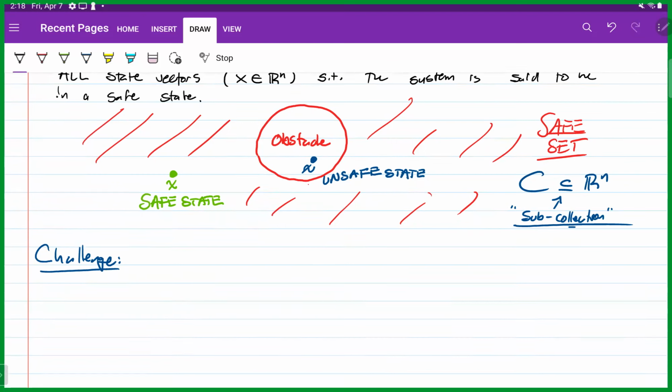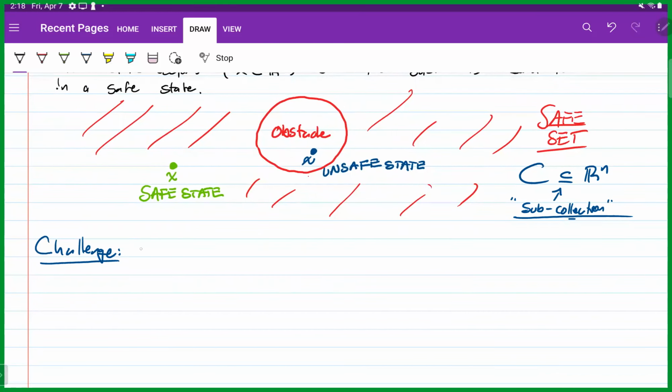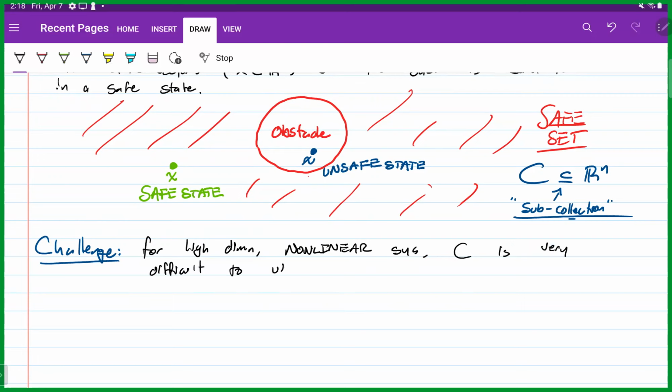Wonderful. So our main challenge is that for high dimensional nonlinear systems, the safe set C is very difficult to visualize. In that simple example where we had this turtle bot and a little circular obstacle, it's no big deal. But say we have a state vector in 4 dimensions, and all 4 terms in that state vector determine if we're in a safe position or not. That's not something we can easily visualize. We can't really see 4-dimensional space too well.